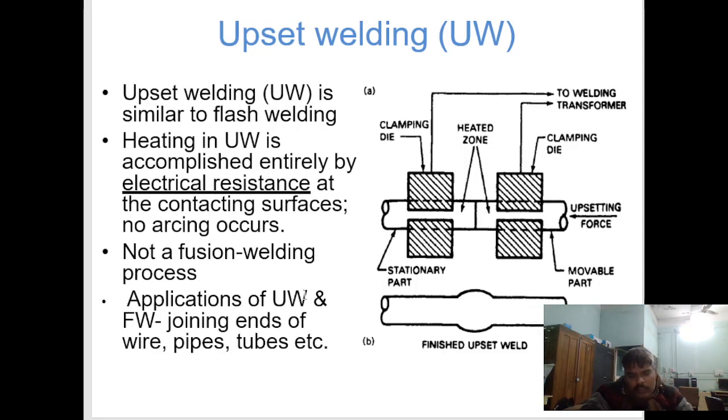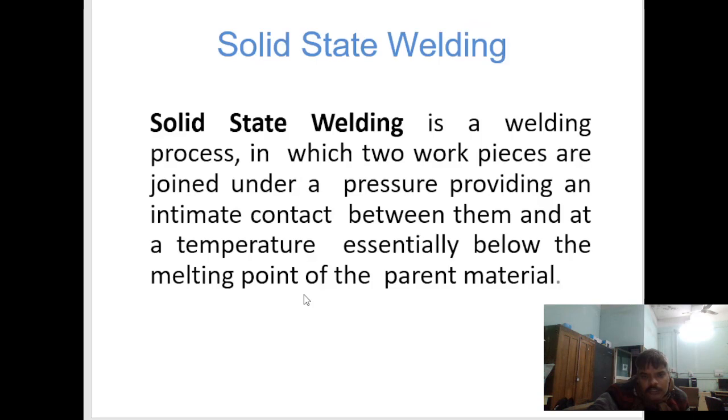Upset welding is similar to flash welding. Heating in upset welding is accomplished entirely by electrical resistance at the contacting surfaces. No arcing occurs; it is not a fusion welding process. Applications of upset welding include joining soft wire, pipes, tubes, etc. Finished upset weld. Upsetting force is applied.